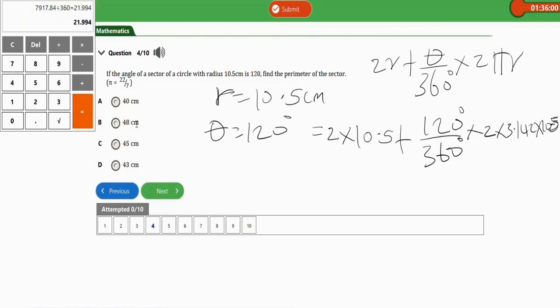So we have 21.994. Alright, now you're going to add this. When you do 2 times 10.5 on the calculator, you're going to have 21. So you add 21 to this output. So we have 42.994. If you are approximating to the nearest whole number, the result will give you 43 cm. So the correct option in this question is option D, 43 cm.